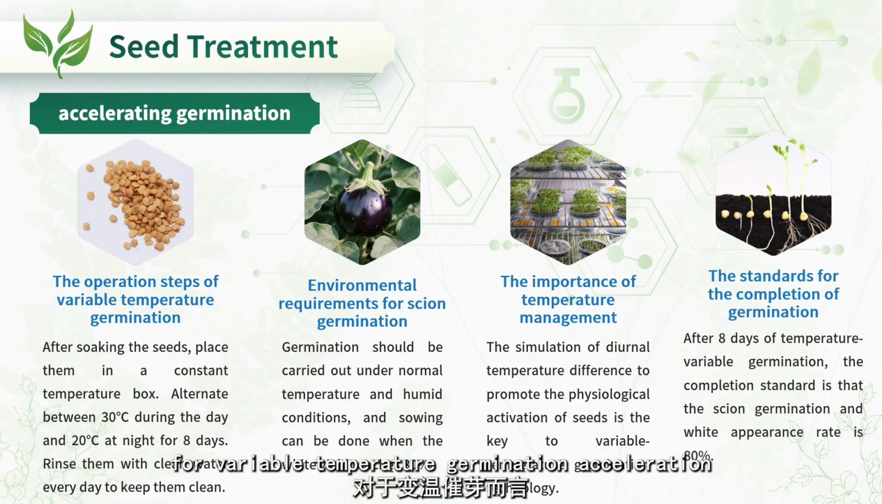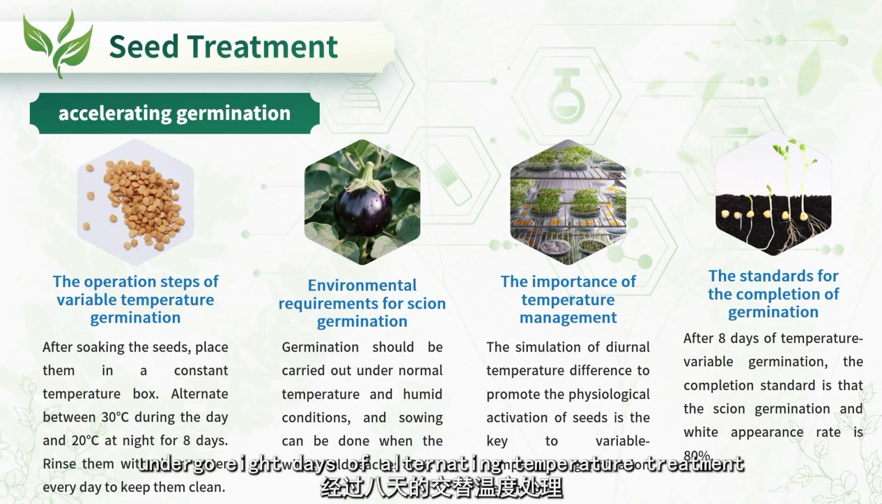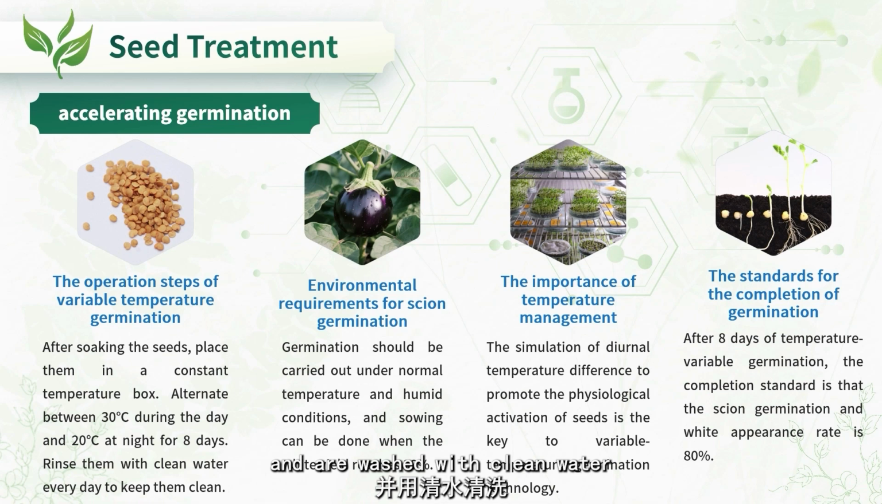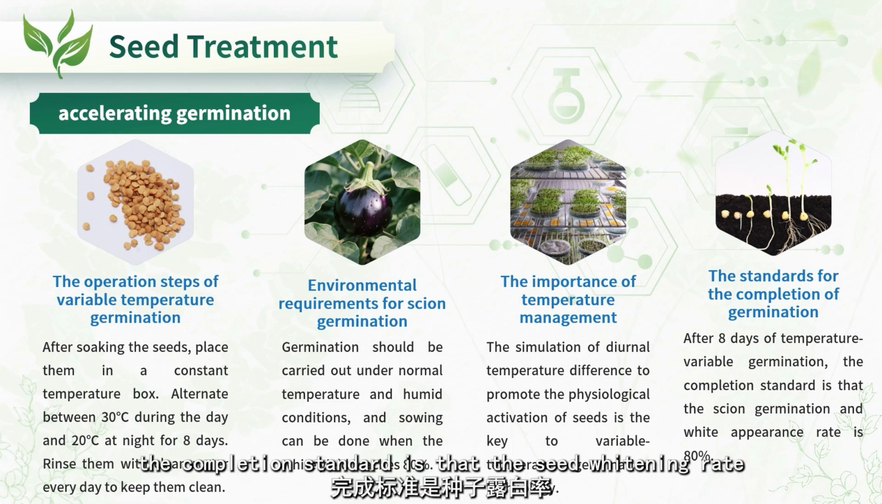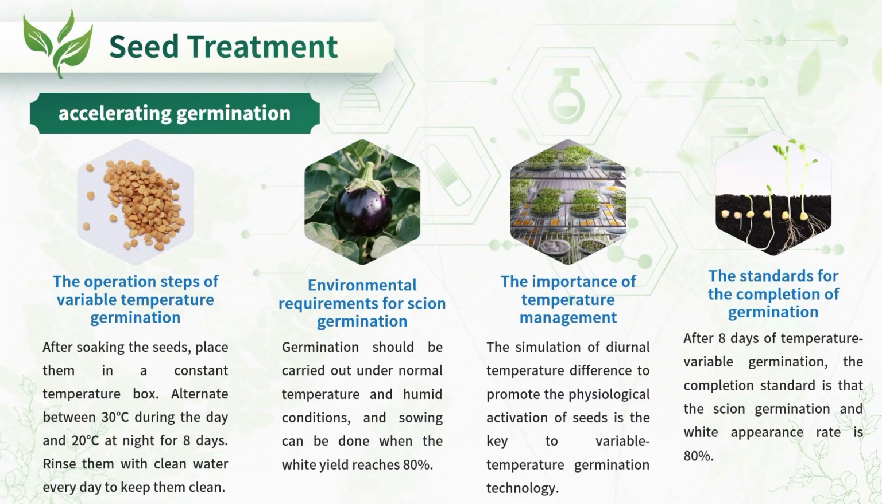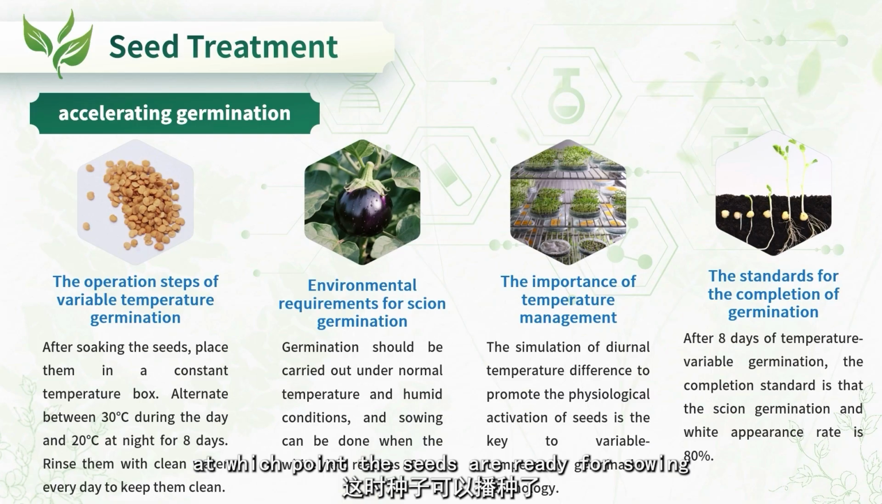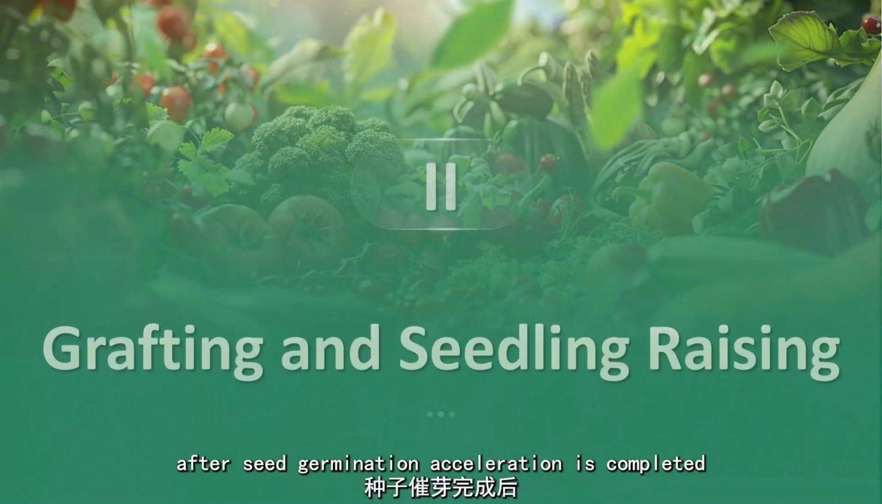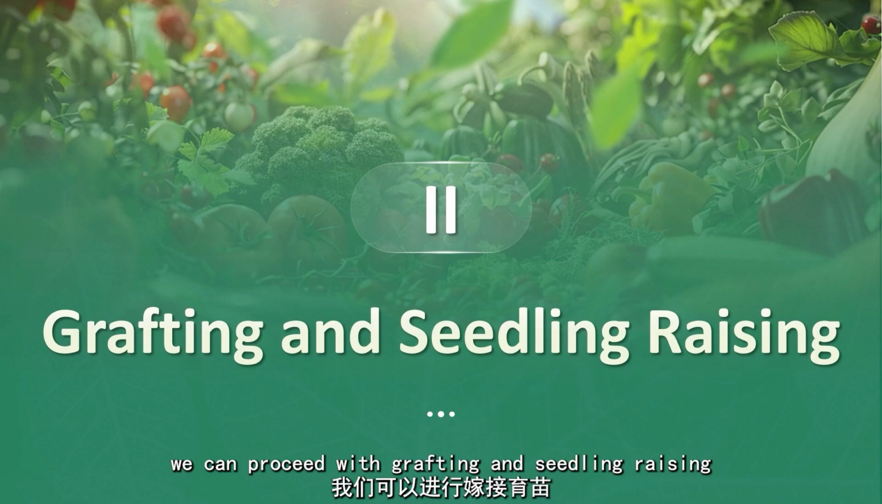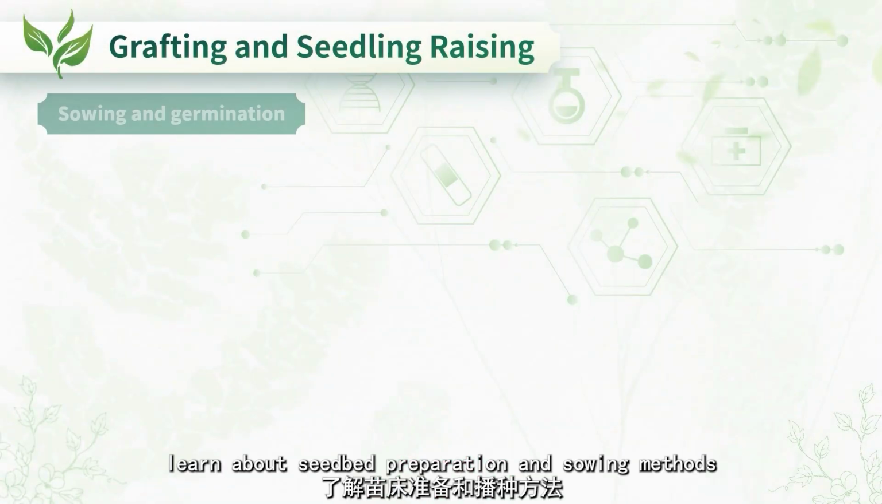For variable temperature germination acceleration, the completion standard is that the seeds undergo 8 days of alternating temperature treatment and are washed with clean water once a day. For scion germination acceleration, the completion standard is that the seed whitening rate reaches 80%, at which point the seeds are ready for sowing. After seed germination acceleration is completed, we can proceed with grafting and seedling raising. First, learn about seedbed preparation and sowing methods.